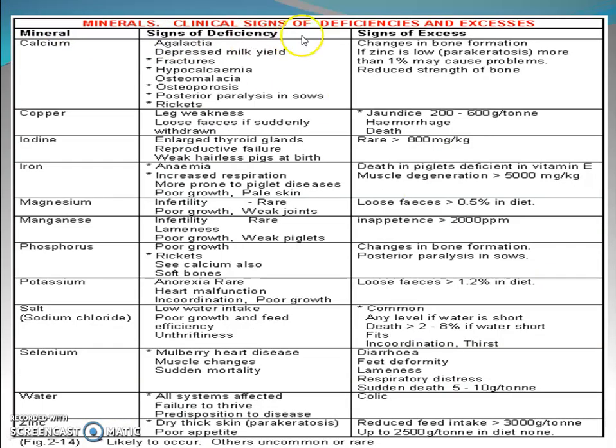Then minerals and clinical signs of deficiency and excess. Calcium, copper, iodine, iron, magnesium, manganese, phosphorus, potassium, salt, selenium, water, zinc.